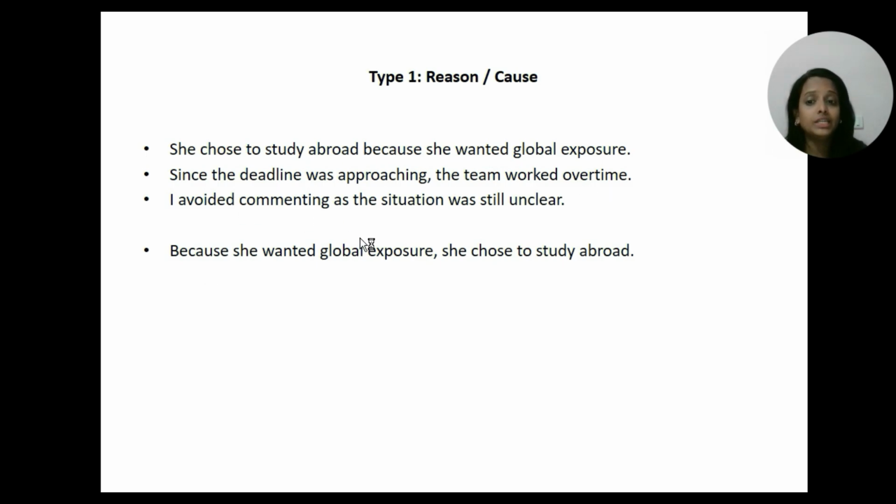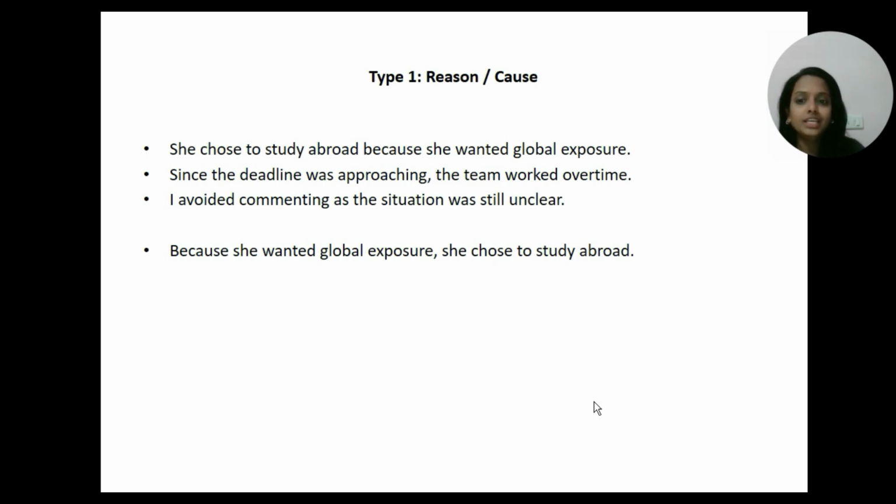I avoided commenting as the situation was still unclear. Notice something important here. The dependent clause can come after the main clause or before the main clause. But when it comes before, then we have to use the comma. Example: because she wanted global exposure, she chose to study abroad. Same meaning, different structure, still complex.